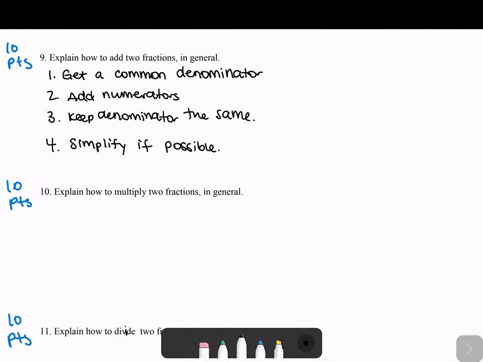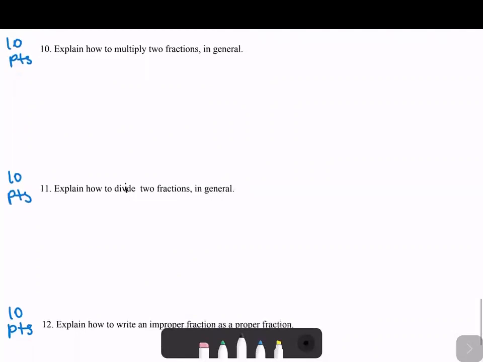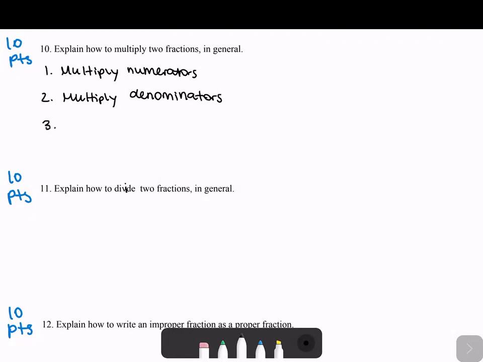Okay, and I'm just rewriting these steps from what we've done in the notes. So you know how to do these steps and you've seen it in the videos, so I'm just rewriting what they are here. How do you multiply 2 fractions? Well, we multiply straight across. So we multiply the numerators. We also multiply the denominators. And then we just simplify.